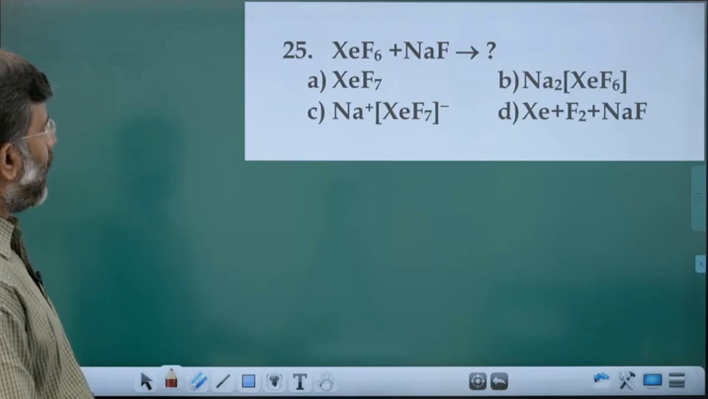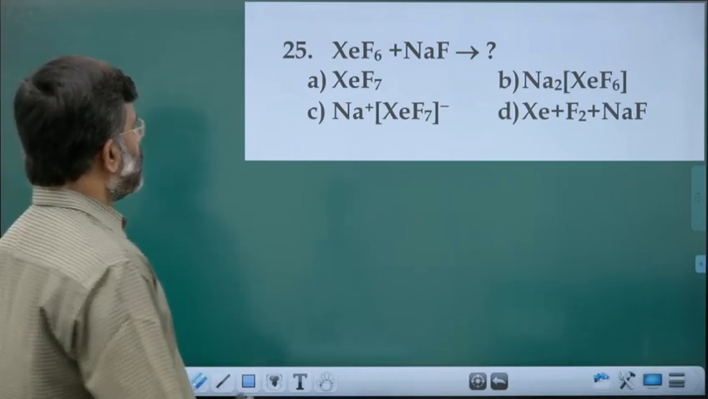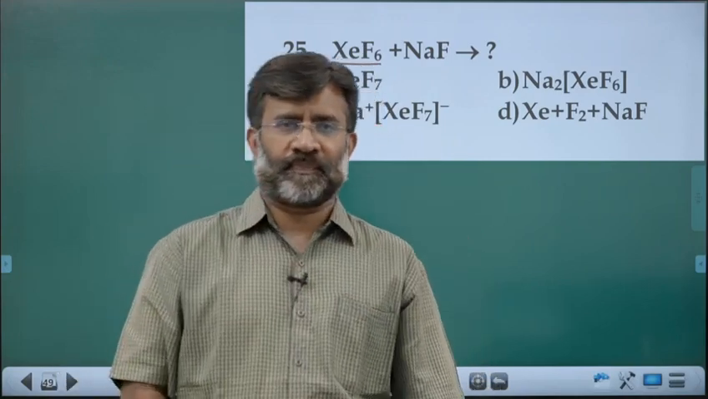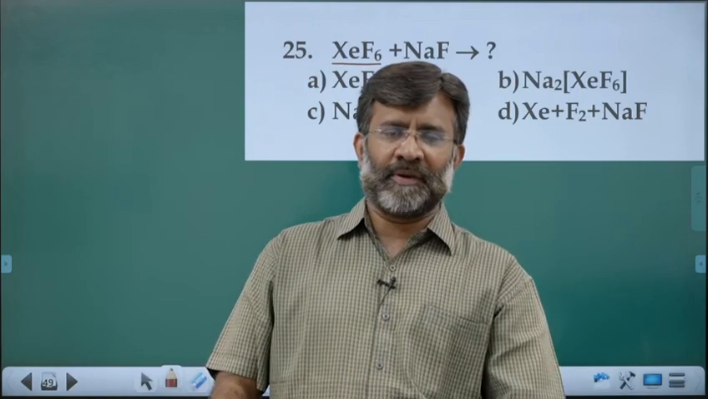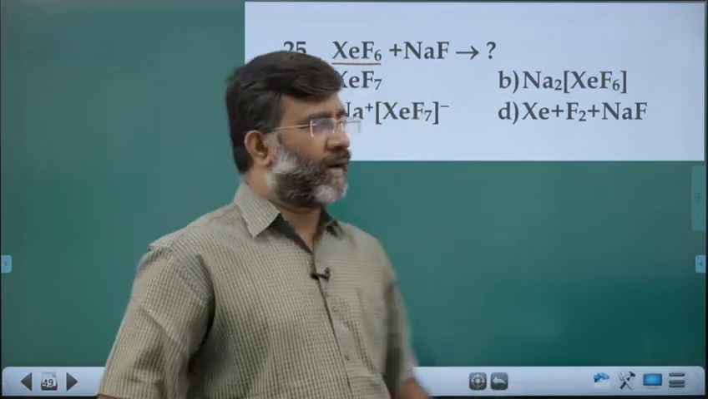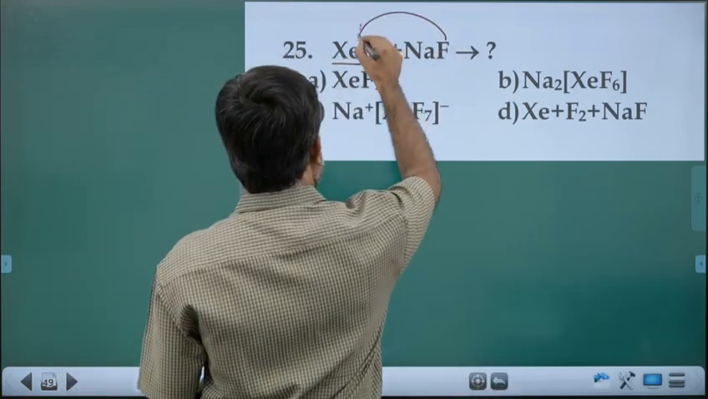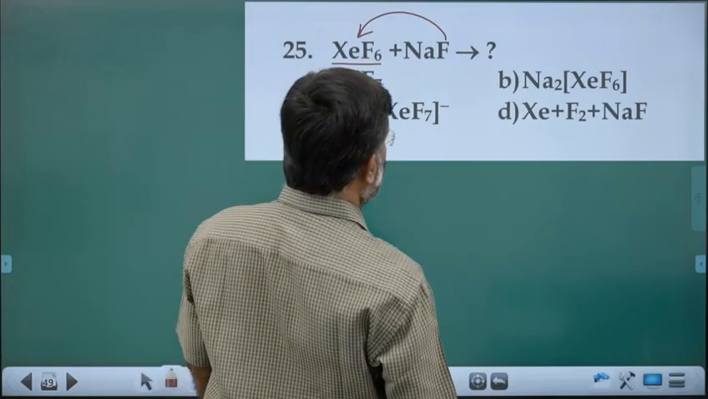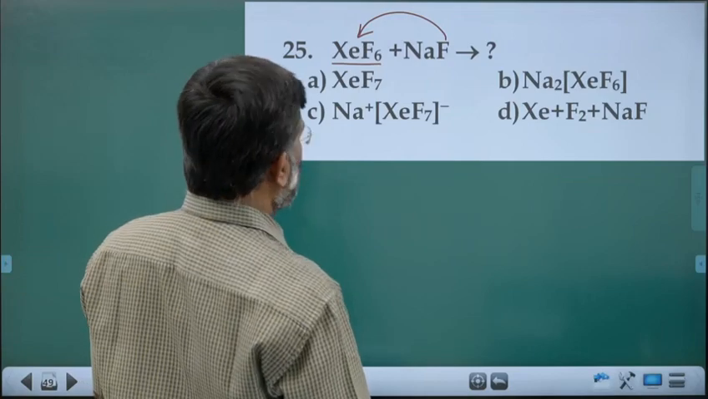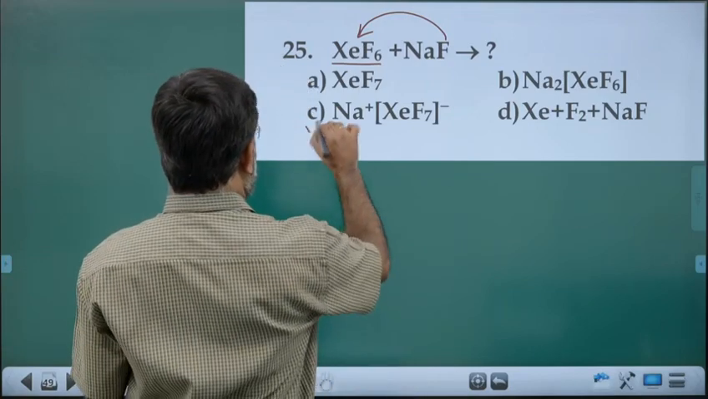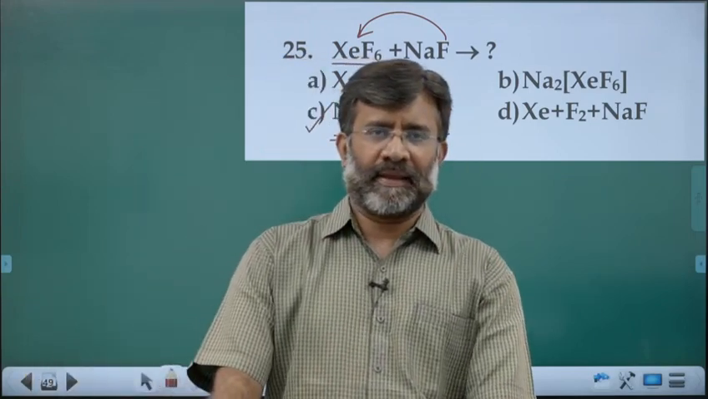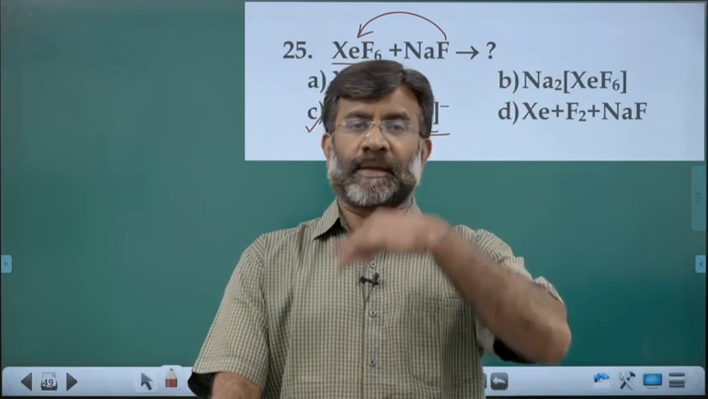XeF4 with NaF. See, XeF4 can act as fluorine donor and fluorine acceptor. If it is interacting with PF5, it will act as a fluorine donor. If it is interacting with alkali metal fluoride, it will act as a fluorine acceptor. It will accept a fluorine. Which one is the answer? Na will be there as Na plus only, and XeF6 will become XeF7. Yes, option C is the correct answer. It acts as a fluorine acceptor.